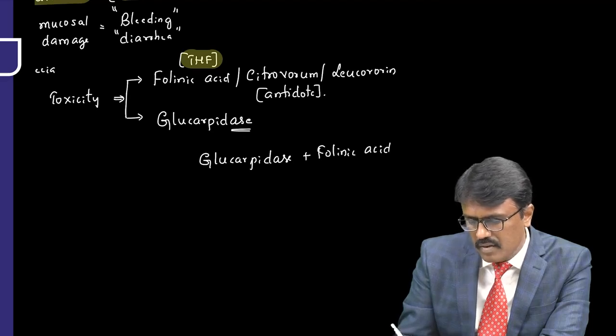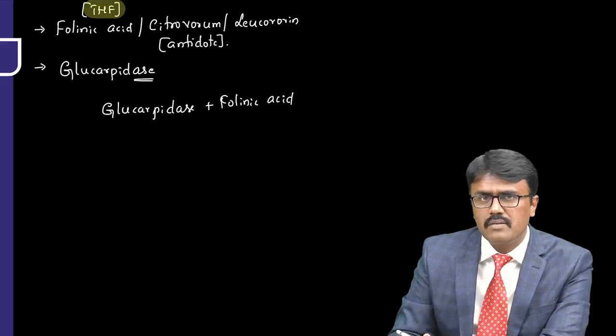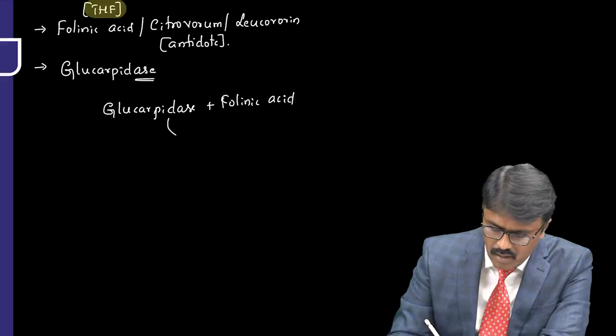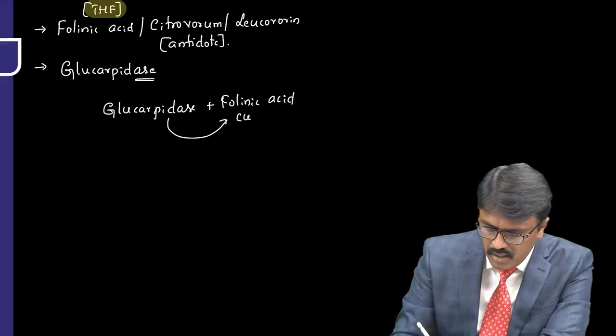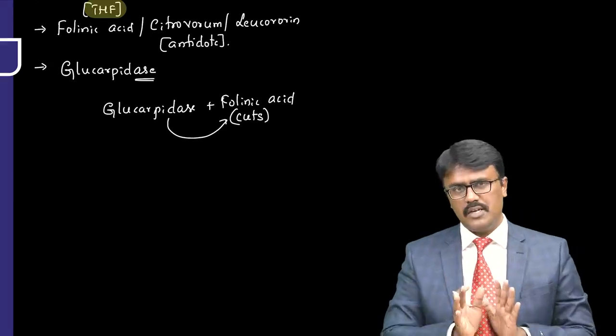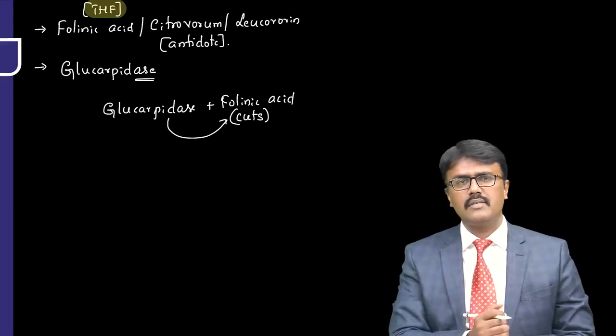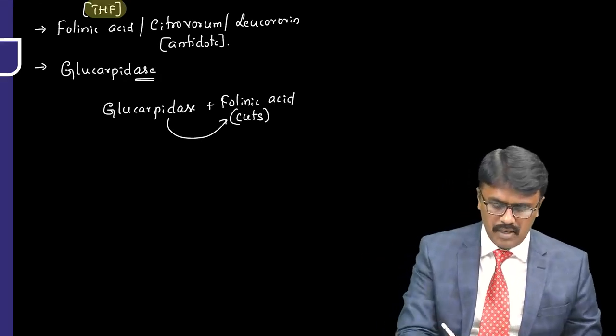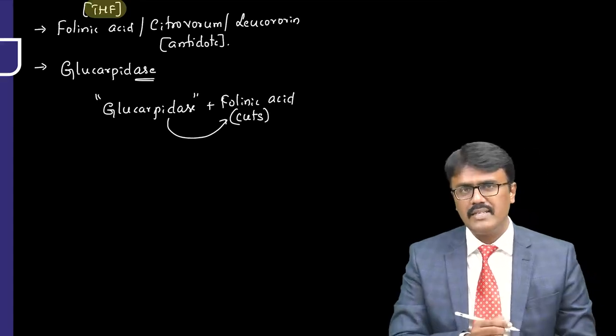Sir, will this be an advantage to the patient? It looks like that, but the reason why we should not give it is that glucarpidase, if I give it, will also cut folinic acid. It cuts folinic acid and the effect of folinic acid is gone. So that's why don't give them together. If you have given folinic acid, then after 2 hours you can give glucarpidase. If you give them together, glucarpidase will metabolize folinic acid also.